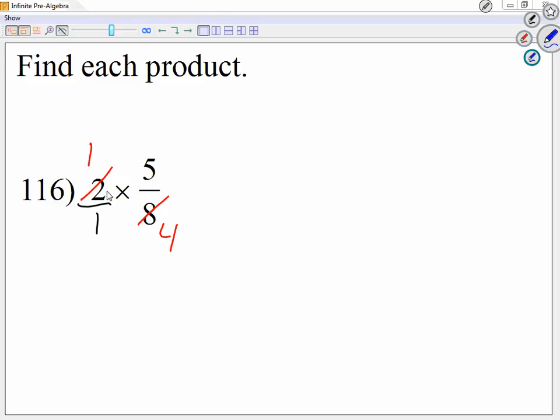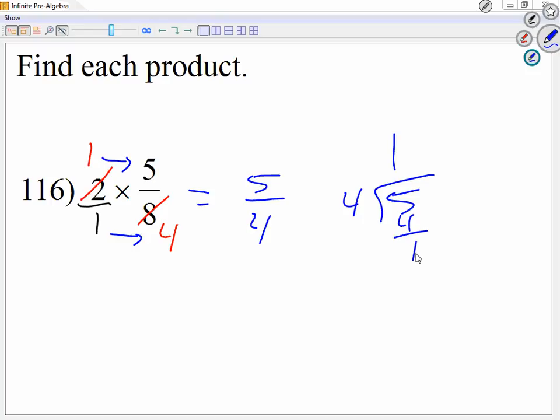Now I'm just going to multiply straight across. On the top I get 1 times 5. At the bottom 1 times 4. I have an improper fraction, so do divide. 4 into 5 goes in 1 time. My remainder is 1. So I'm going to say 1 over 4. Okay, so you can just multiply straight across. You can simplify some numbers. Any questions up until 120?